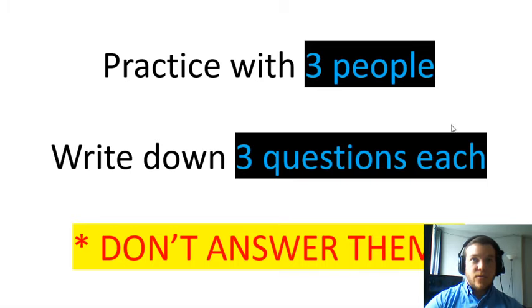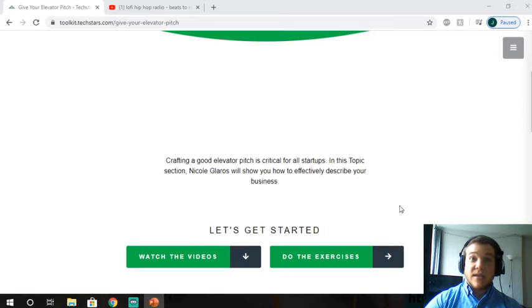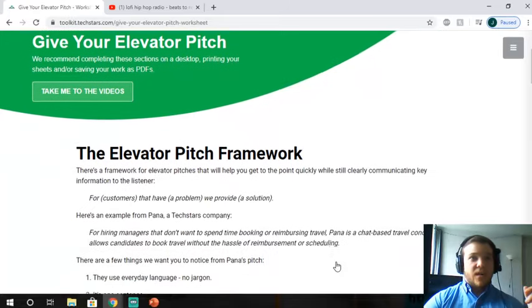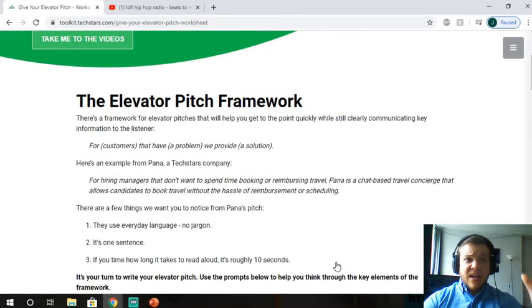What I am going to do now is take you back through the actual Techstars exercises. So we're just on the screen here. When you click here, you go to do the exercises. And again, the link is down in the description if you want to go through it yourselves. This is the elevator pitch framework as it was laid out. A few key tips. There's the example of Panna that she had used.